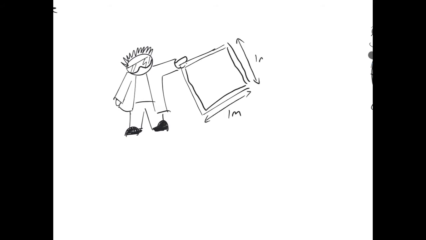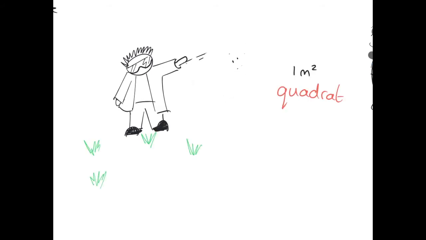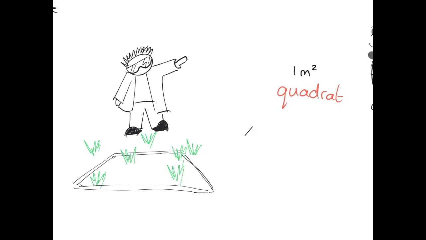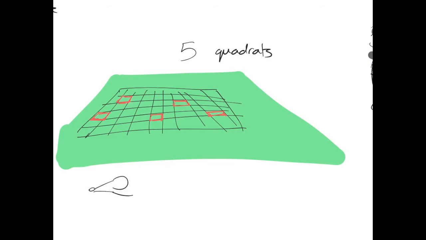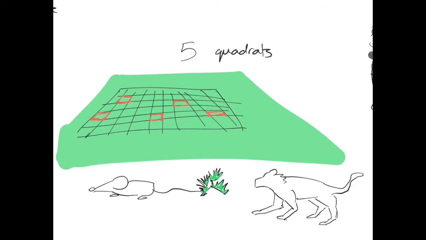If you're a biologist going into a field to find out exactly how many organisms might be in that field, you might use a quadrat. A quadrat is simply a square measuring 1 meter by 1 meter, giving you a meter squared area. Biologists will throw these down on the floor and count the number of organisms inside the square. And therefore you can calculate an estimate of how many of that organism you think are in the field, whether that's mice or nettles or tigers.